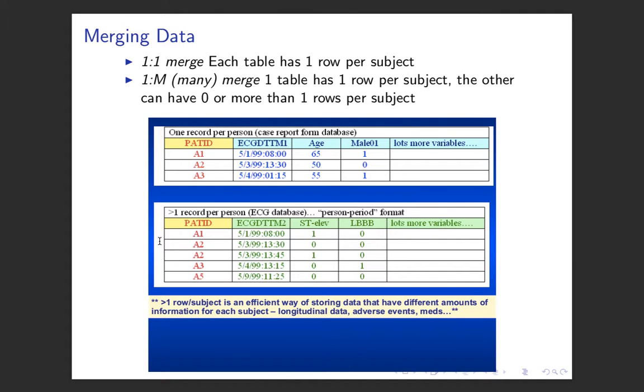All right, so when we merge the data, we can merge the data in a couple of ways. So a one-to-one merge means that every table has one row per subject, and you're basically just taking each line that applies to the same subject. So for example, here we have one record per person. Let's say it's a case report from a database, and then we're merging all that information in that person. In the second case, we have a one-to-many merge. So one table could have one row per subject, but other tables could have multiple rows per subject.